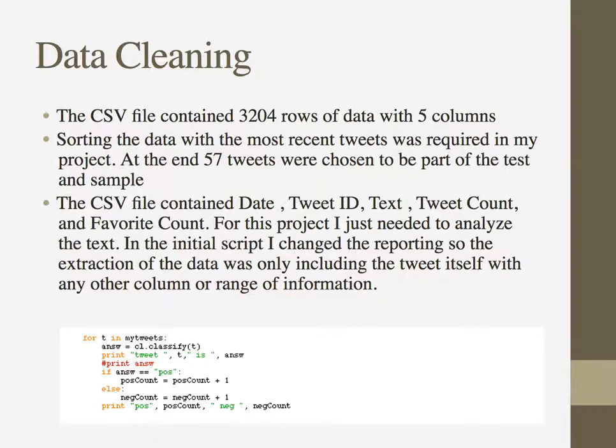Okay, so as I was explaining, the CSV file contained the date, the tweet ID, the text, the retweet count, and favorite count. For this project, since I'm going to classify those tweets or sentences as positive or negative, I don't need the ID and I don't need a lot of information. So I inserted a code that only pulls the information from the text of the tweet. So I was erasing the other columns that were interfering with the final analysis.